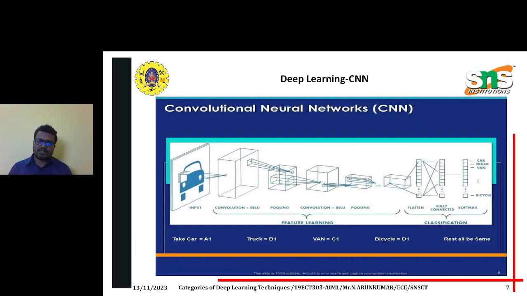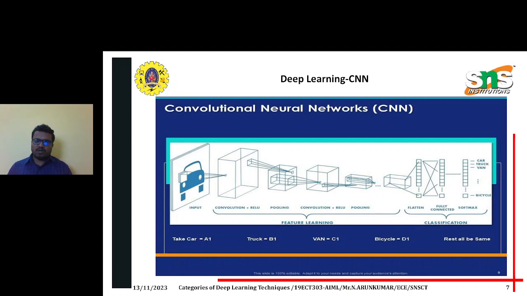Next, the second technique is convolutional neural networks. In this neural network, there are two processes involved. The first one is feature learning, and the second one is classification. In feature learning, there are two processes followed in this model. The first one is convolution, and the second one is the pooling technique.